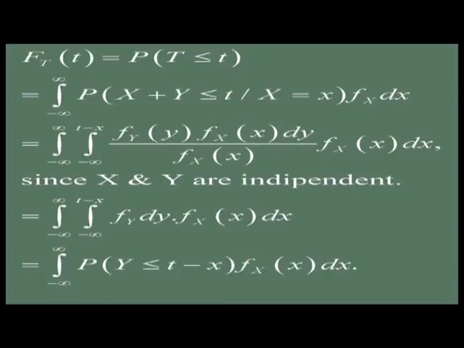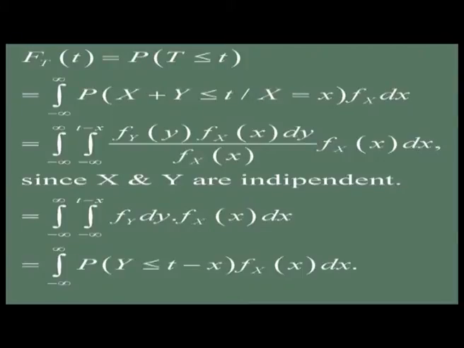So, your f_X(x) cancels out and we are left with the integration from minus infinity to infinity, and again the integration from minus infinity to t minus x of f_Y dy, f_X dx. Therefore, the first part, the integral from minus infinity to t minus x of f_Y dy, I can write as the probability Y less than or equal to t minus x.